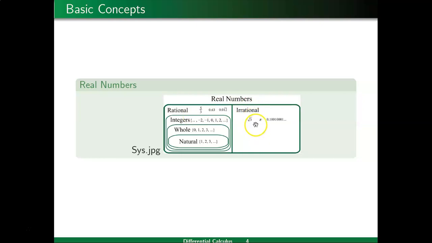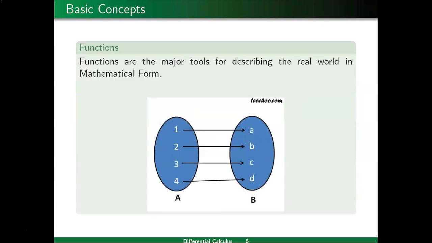For example, root 3 and root 2 are irrational numbers, and root pi is also an irrational number. And look at this number 0.10010001, that means it is a non-terminating and non-repeating decimal expansion. So these numbers are called irrational numbers.